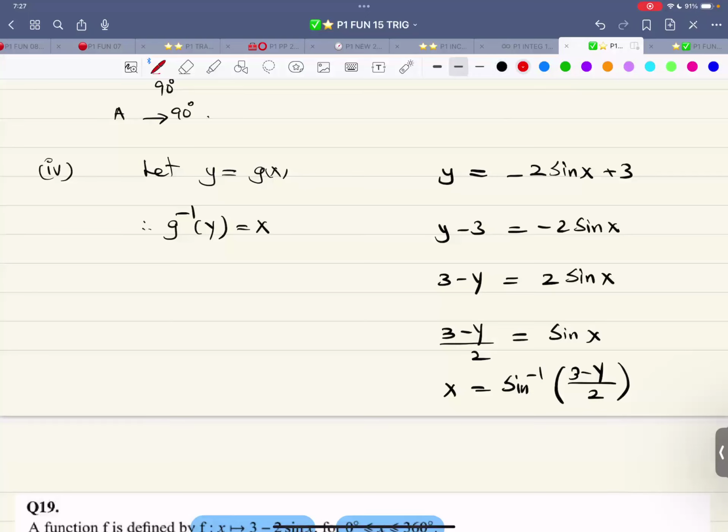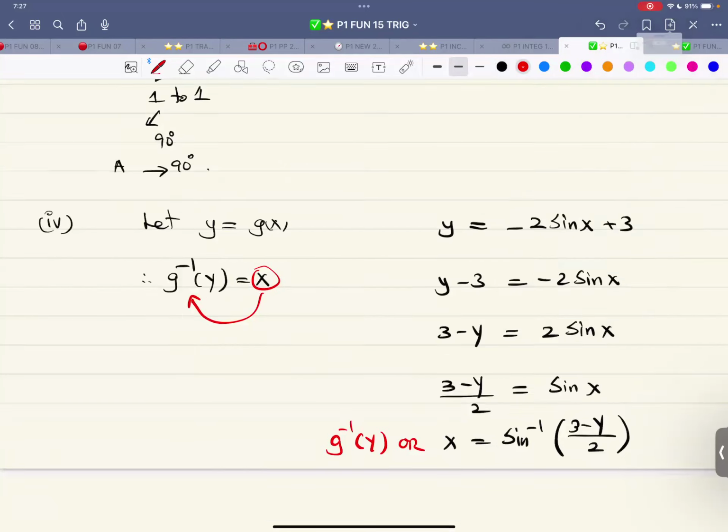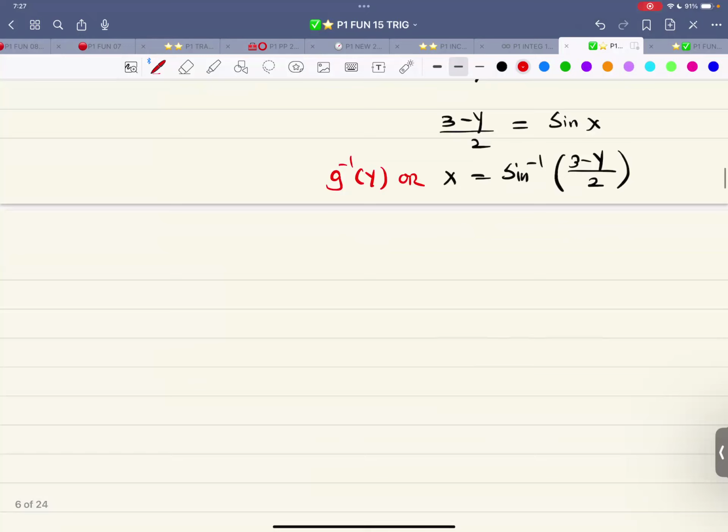But we know that x equals g inverse y. So x equals g inverse y, that is equal to sine inverse of 3 minus y over 2. But we have a habit of writing everything in terms of x. So therefore, g inverse x is equal to sine inverse of 3 minus x over 2.